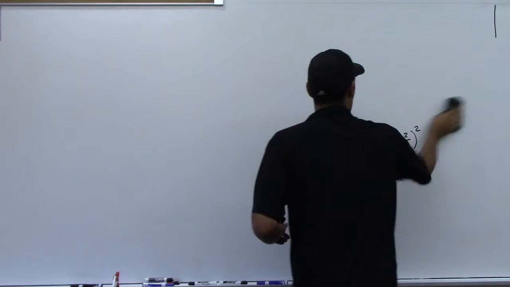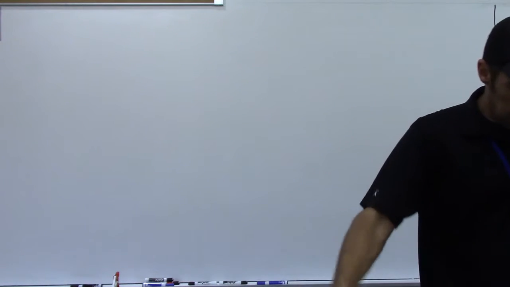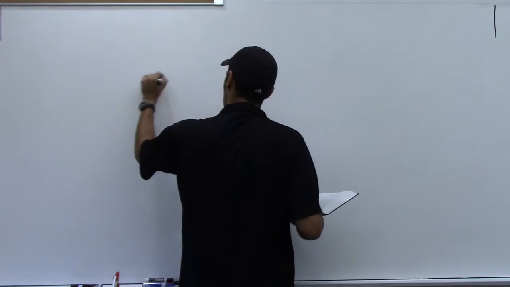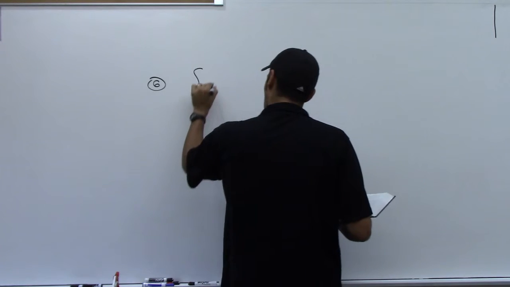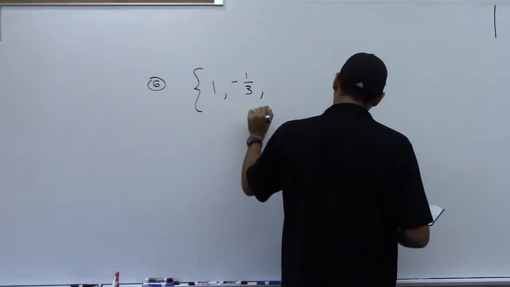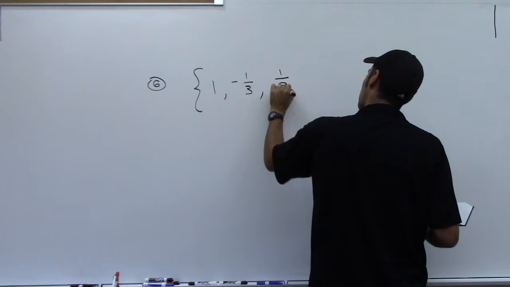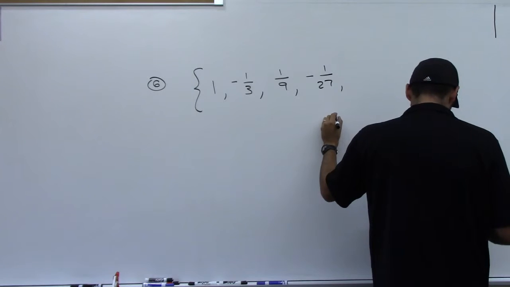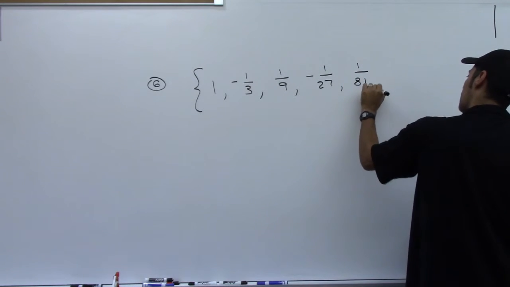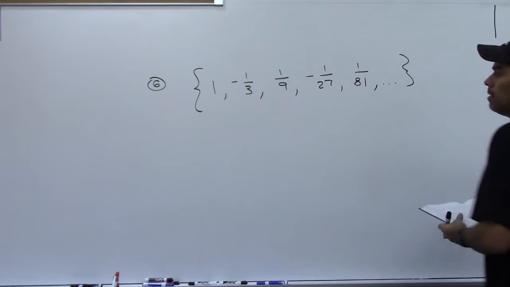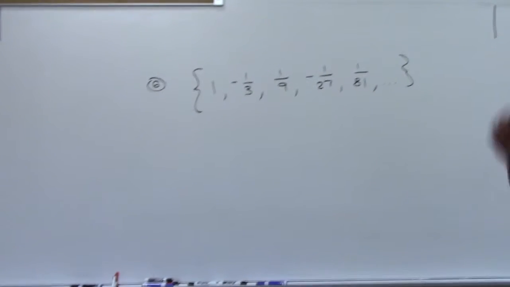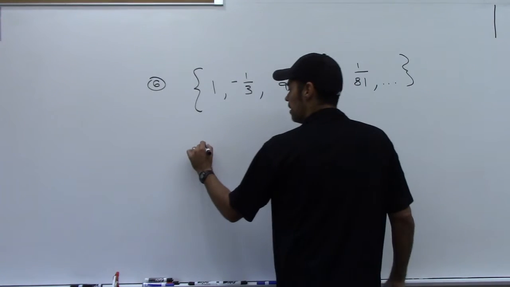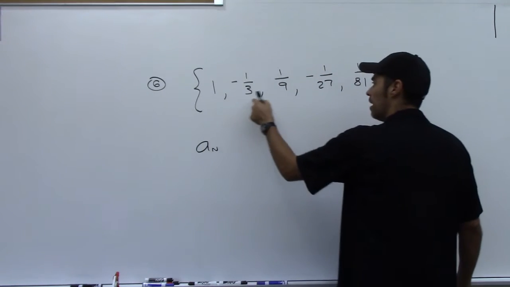Let's look at number 6. So for number 6, we have the sequence 1, -1/3, 1/9, -1/27, 1 over 81, and so on. So I'm looking at these fractions, I'm getting an alternating sequence again. And it's a little different. This time I need to start with a positive, then go negative, then positive, then negative.